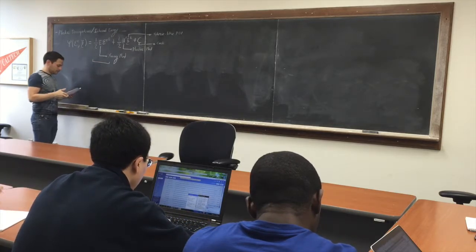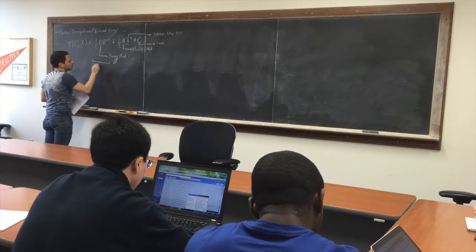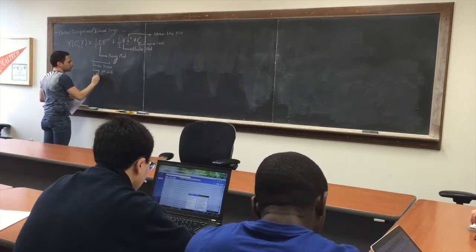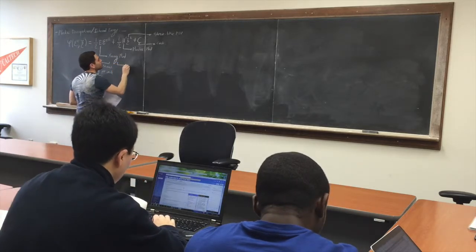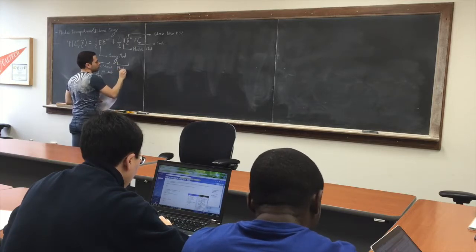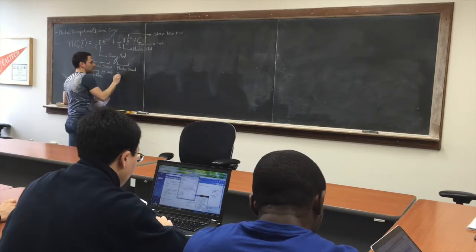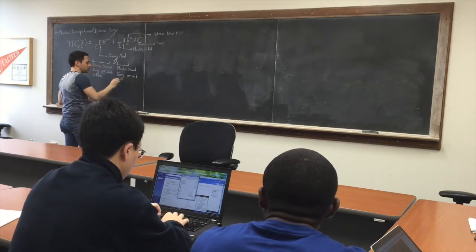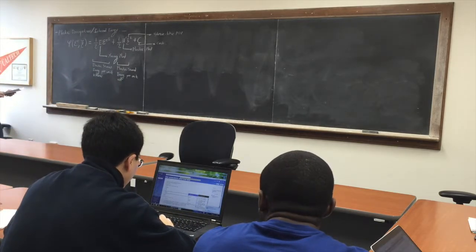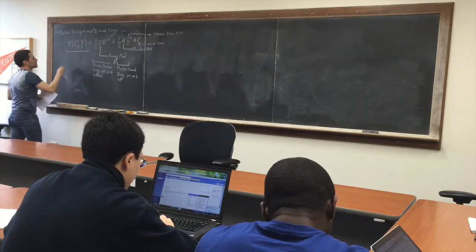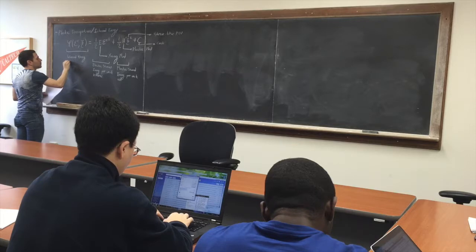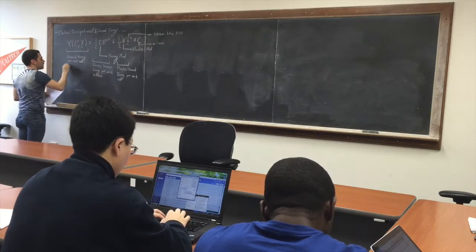So this term here is the elastic stored energy per unit volume. And this term here is the plastic stored energy. This is the internal energy per unit volume, or free energy.